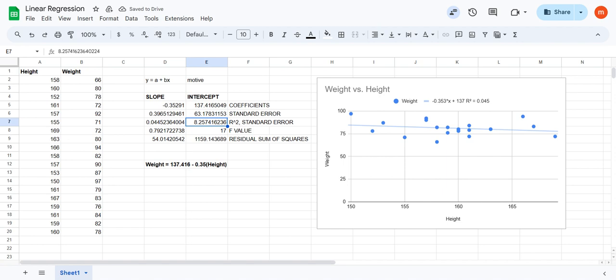So this is what basically all the information you can get in your Google Sheets to do linear regression.